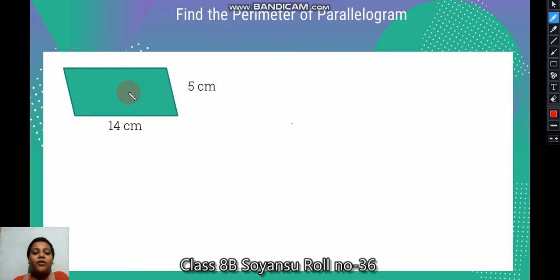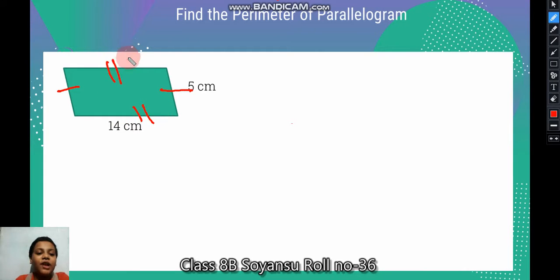Find the perimeter of a parallelogram. We will do one question here. We have learned about parallelograms and all the sides are equal. Means opposite sides are equal and parallel to each other. Okay. So wait a second. I have written a different thing here. All the sides are parallel to each other. Opposite sides are parallel to each other and also are equal.